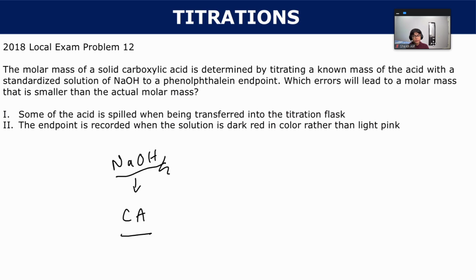If we add too much NaOH, then it's going to show that it takes more NaOH to neutralize the carboxylic acid than it actually does. And that's going to lead to a molar mass that is smaller. So let's take a look at the answer choices.